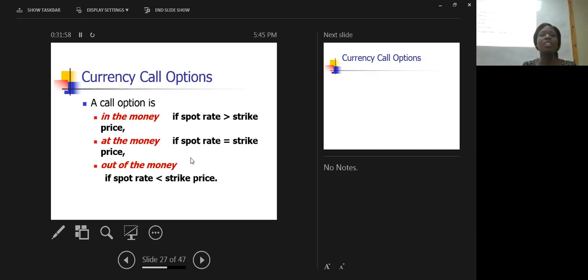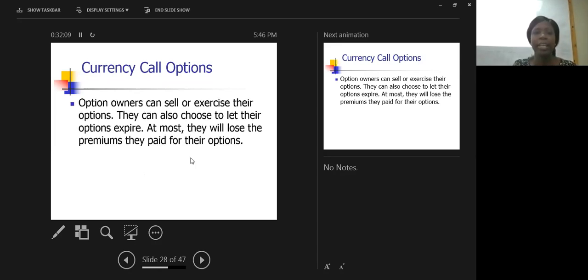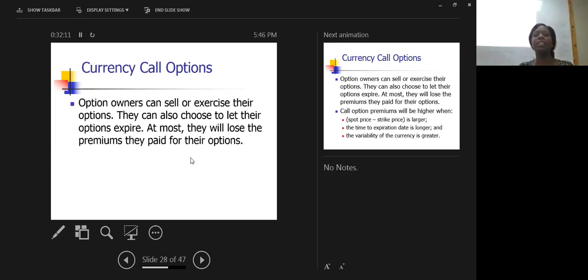So it's in the money if the spot rate is greater than the strike, at the money if the spot rate is equal to the strike, and out of the money if the spot rate is less than the strike, just like a call on a stock, right? The short side will be the opposite. If you're short a currency option, you agree to sell. When it goes above the strike, the option will be in the money and you will have to pay out. If it goes below the strike, it's out of the money and you earn the premium, right?